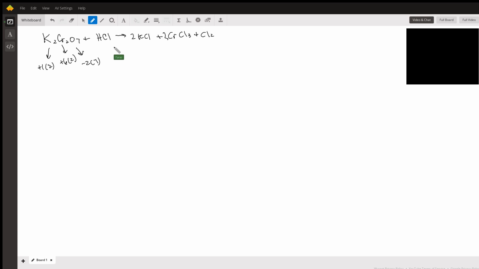Okay. This here has a -1 charge. This here is a +1 charge. Okay. This is a -1, +1. Don't really need to mess with that. Okay. Here, it's a -1 times 3. Okay. Which means this is a +3. Okay. Now, this chlorine as an element has a 0 oxidation number.